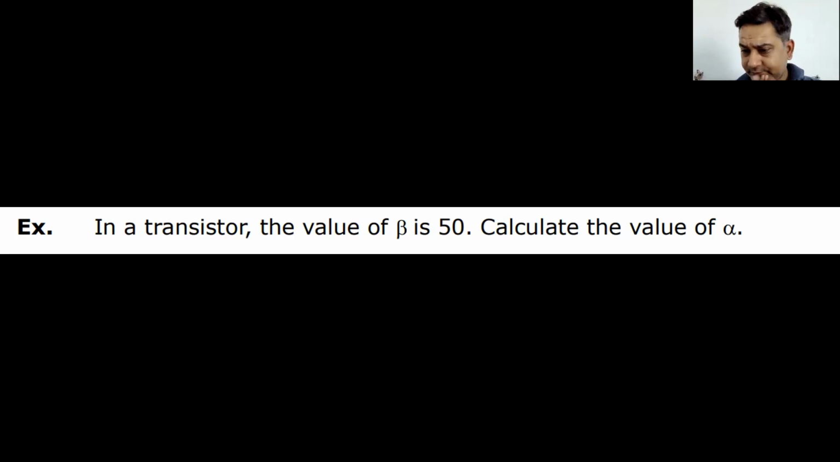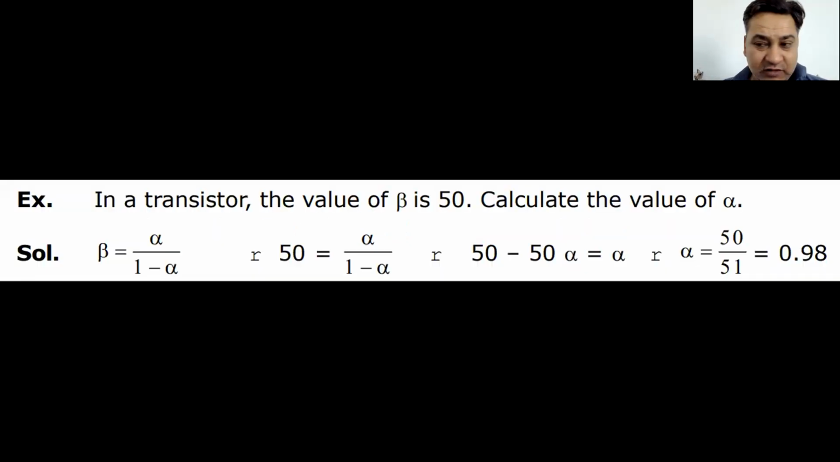Anyone with an answer? Yes, sir. What's the answer, sir? 0.98 is the answer, and everyone understands how this has to be done. We'll have to use the formula of relation between beta and alpha. Do we remember this formula? Yes, sir. Then put the value and get the answer. Remember, alpha is always less than 1. Do we remember this? Yes, sir.